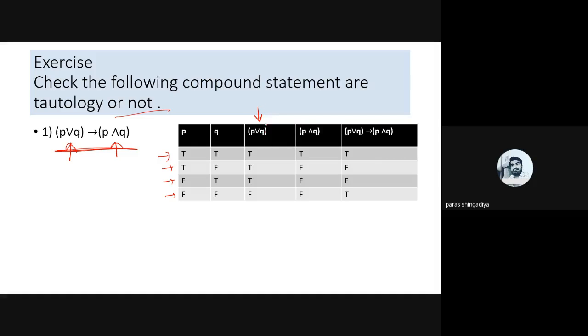What is the meaning of the OR operator? If both values are false, the outcome will be false, and in all remaining cases it will be true. So here it is T, T, T, and the last value will be F. In the case of the AND operator, if both statements are true, the outcome will be true, and in all remaining cases it will be false. So here it is T, because in the first row both statements are true, and in the remaining cases it will be false. So just put F in all the other three rows.